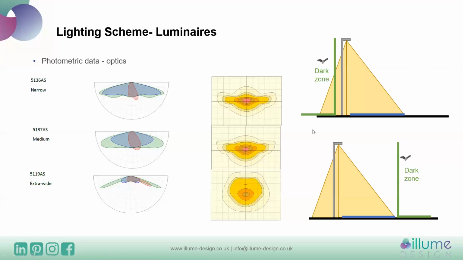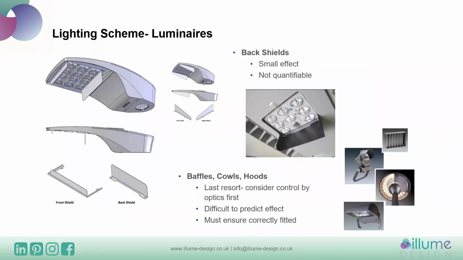So it's something to bear in mind now that really we have a lot more control over the photometrics of the fittings with LED, a lot more options to light different areas and avoid the light spill. So back shields, this should be a last solution. So we want to use the design element first to design so that we're lighting the right areas and limiting light spill onto dark zones by using the correct fittings.